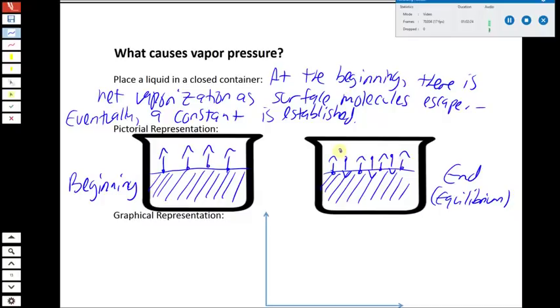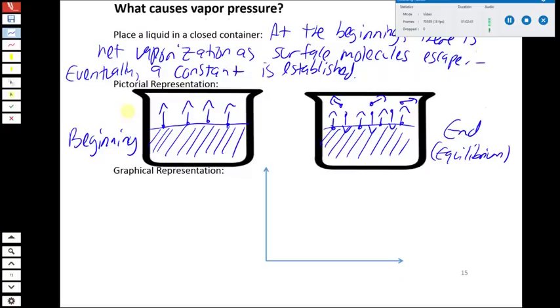So you're going to have vapor pressure caused by the molecules that are in the gas phase, but at some point, you're going to get to a situation where the rate of evaporation and the rate of condensation are the same, and so you have the same number of molecules in the gas phase at all times, and the vapor pressure stays constant.